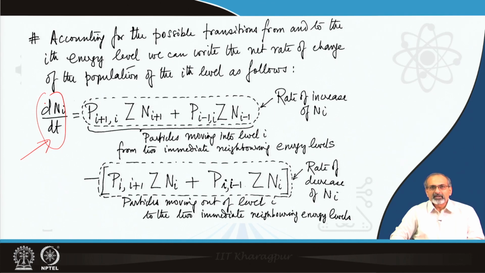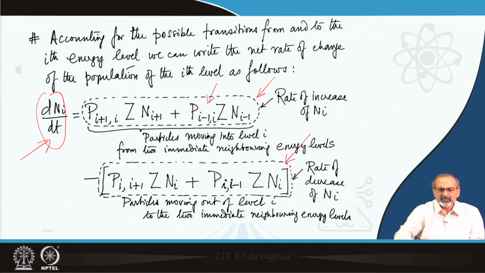Now, we already understood that there could be an increase in particle count if there are particles coming in from the I plus 1th and I minus 1th level. There could be a decrease in particle count if particles are moving away from the ith level to I plus 1 or I minus 1. And these two sets of terms exactly model these two phenomena. P I plus 1 comma I times Z times n I plus 1 would indicate particles moving into level I from the energy level I plus 1.